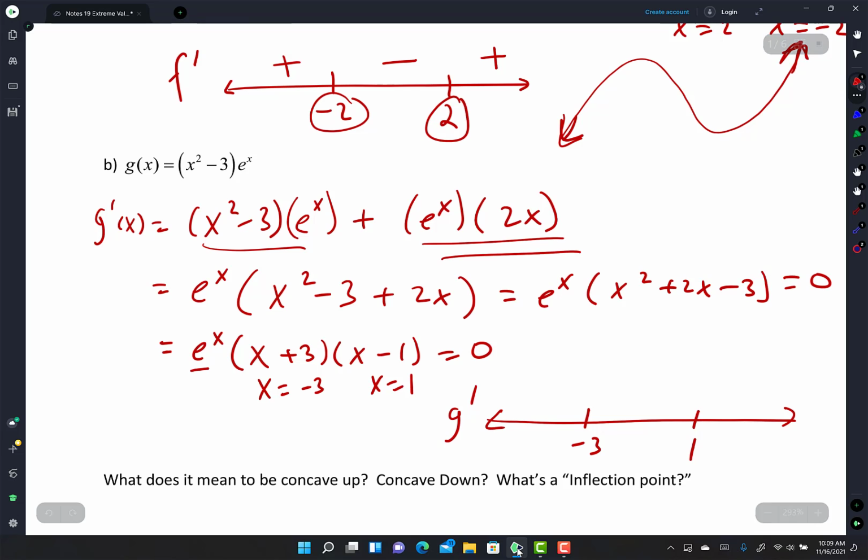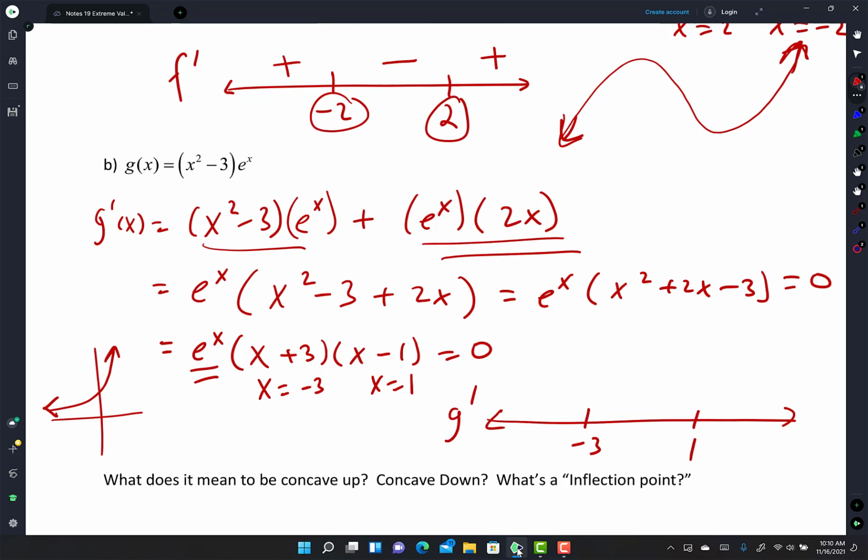We don't have to worry about e to the x. Chavez, why not? E to the x looks like this. E to the x is always above the x-axis. So e to the x is always positive. And relax if you feel like, man, I need to go over that. It's probably because we've been in a pandemic a long time, and in Algebra 2, it's fine.